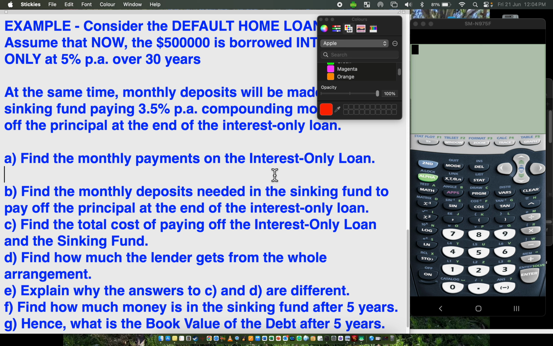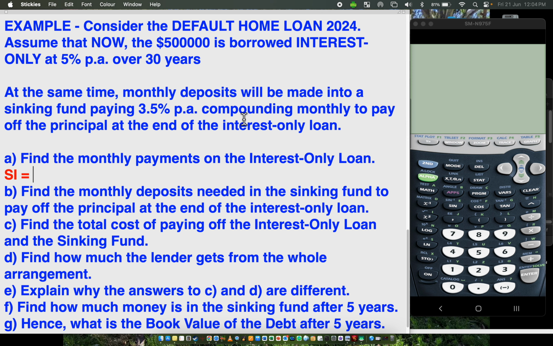Do I use the TVM solver for simple interest, or do I use SI is equal to PRT for simple interest? Which one? So if I want to know the amount of interest I pay on the interest-only loan, I'm using SI is equal to PRT. What's the principal being borrowed on the interest-only loan? 500 grand. Times by, what was the interest rate of the interest-only loan? Good, because in SI is equal to PRT, you need to use the rate as a decimal. Times by T. How long was my interest-only loan for? 30 years, okay?